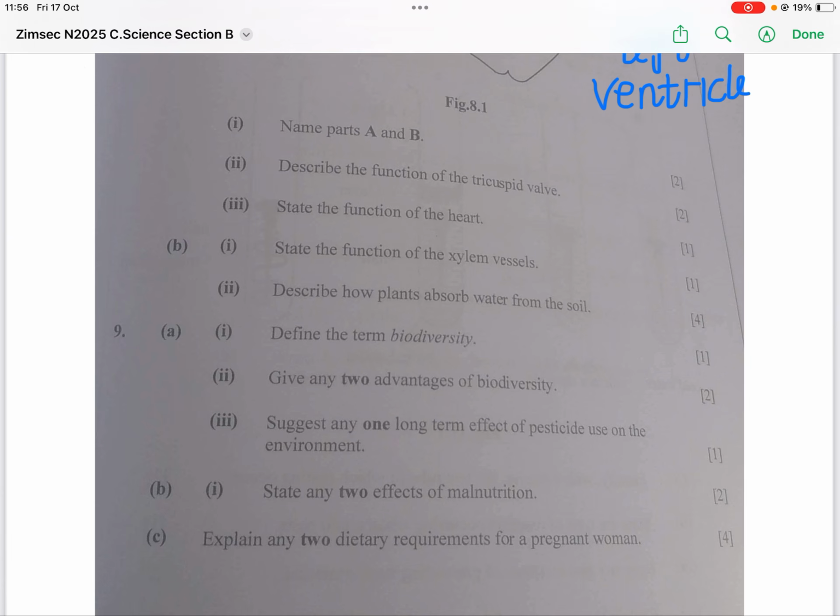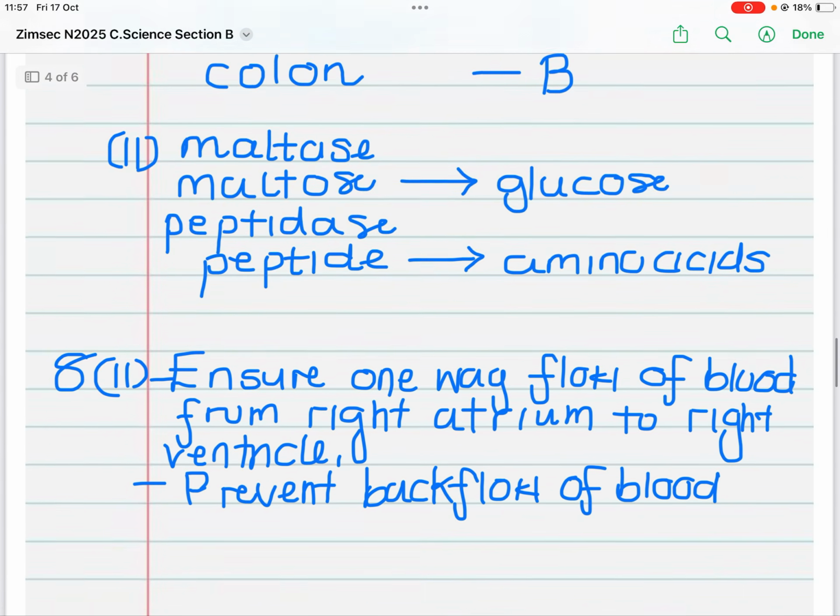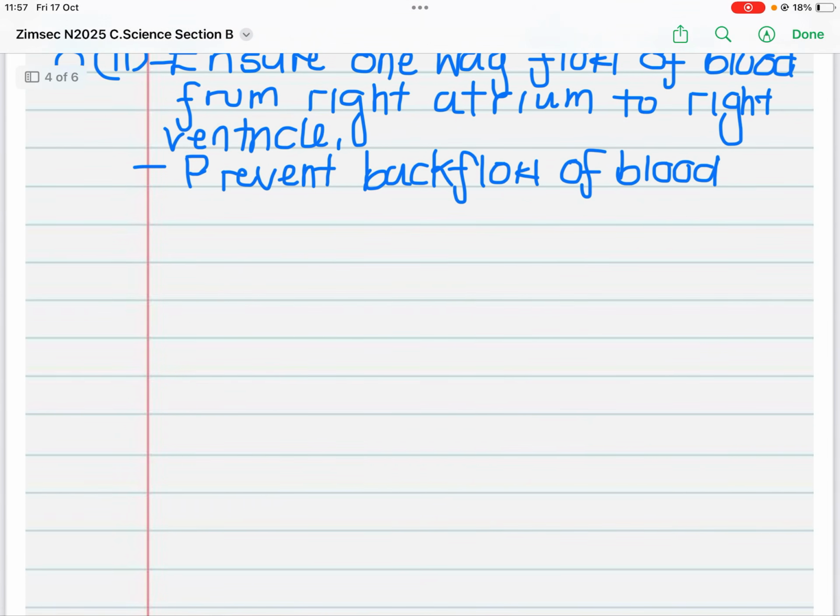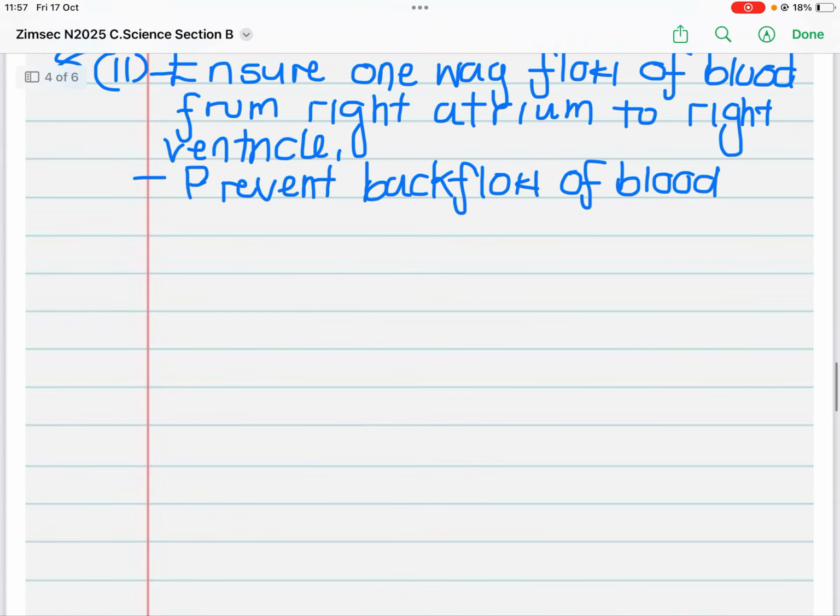We are now required to give the function of heart. So the main function of heart is to pump blood throughout the body. It delivers the oxygen and nutrients to body tissues and also remove carbon dioxide and waste products. So when we are writing the function of heart, this is part 3.